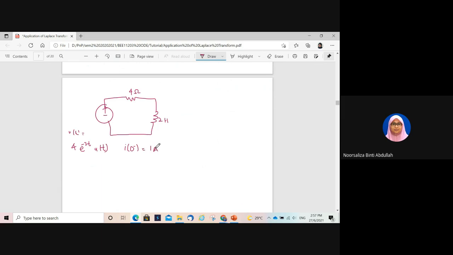Okay, so dekat sini sama juga, you have to solve the IT and VT. You have to find the I and V in time domain. So stepnya masih sama, using the same step. You convert this time domain signal to the frequency domain signal.